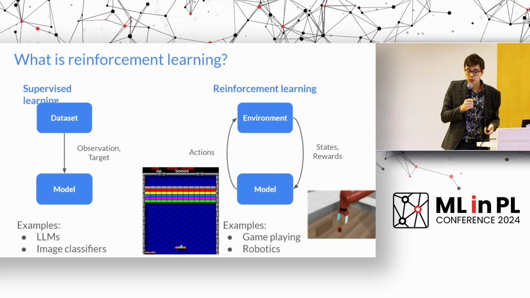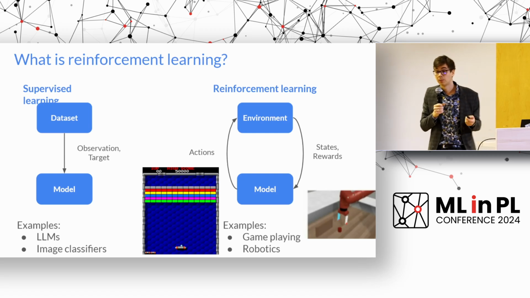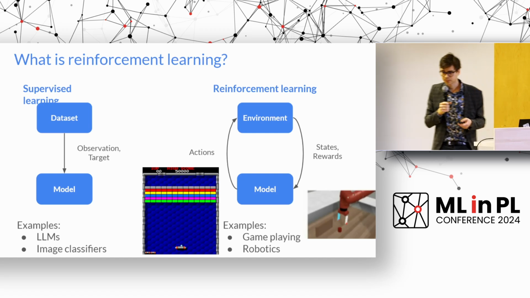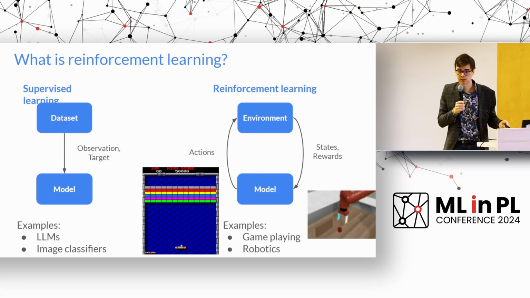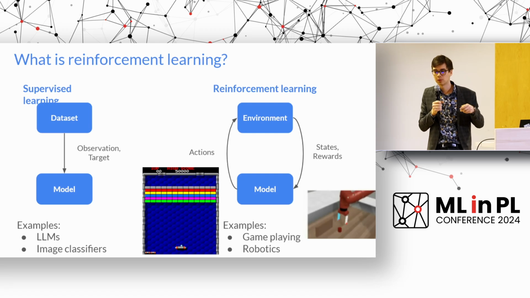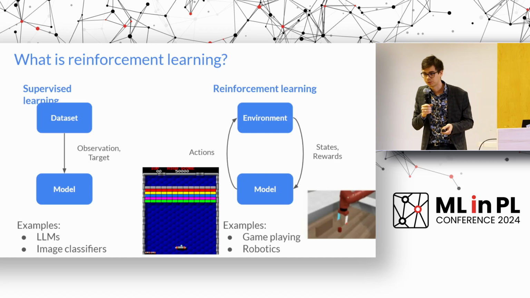And again, we would hope that through this interaction of the environment and the model, we would learn how to achieve this goal reliably, right? So in supervised learning, there is like this single arrow going from the data set to the model. In reinforcement learning, we have this constant loop, which makes things more interesting, I would say.